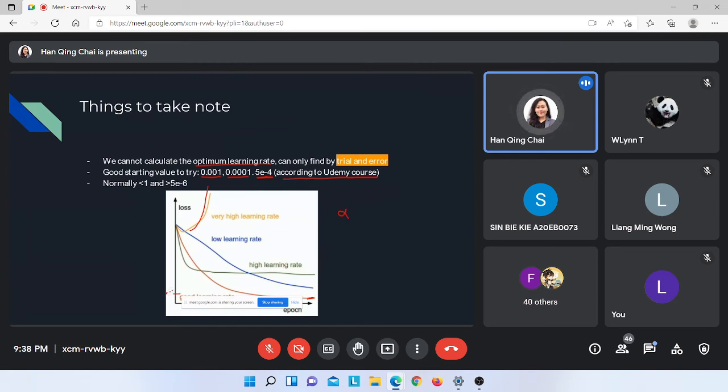Then this high learning rate, meaning it's high but not crazy high, is going to be fast, but at the same time, a high learning rate is also going to have a high loss. So you have to try and error to find the best one.